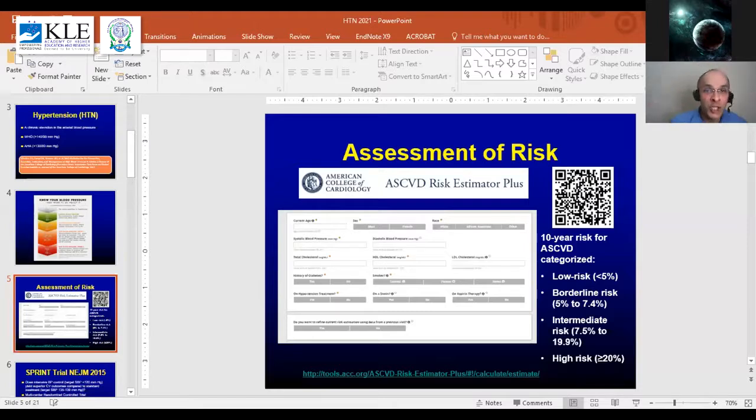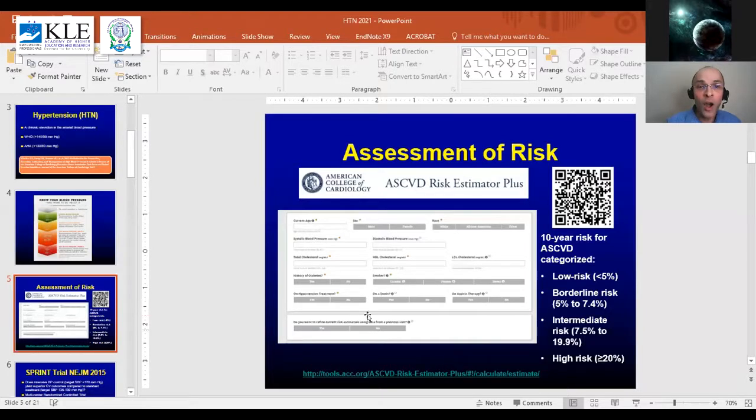You put in your age, your gender, your race, your blood pressure, your cholesterol levels, HDL, LDL, your diabetes, your smoking history, all of that stuff, and it spits out a number, right? It spits out your risk for having a cardiovascular event in the next 10 years.